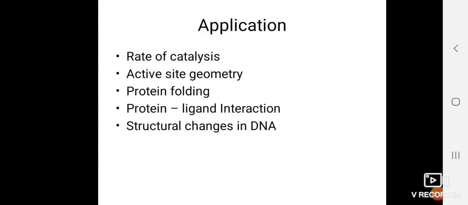People use it in the study of active site geometry of an enzyme, what kinds of molecules, groups or atoms are in the active site, and how they are involved in the catalysis of the reaction. People use this method in protein folding, protein ligand interactions, and structural changes in DNA. They use it in the study of membranes, how receptor ligand interactions take place in the membrane, how phospholipids interact with another phospholipid, or with proteins within the membrane. All these are studied using ESR.